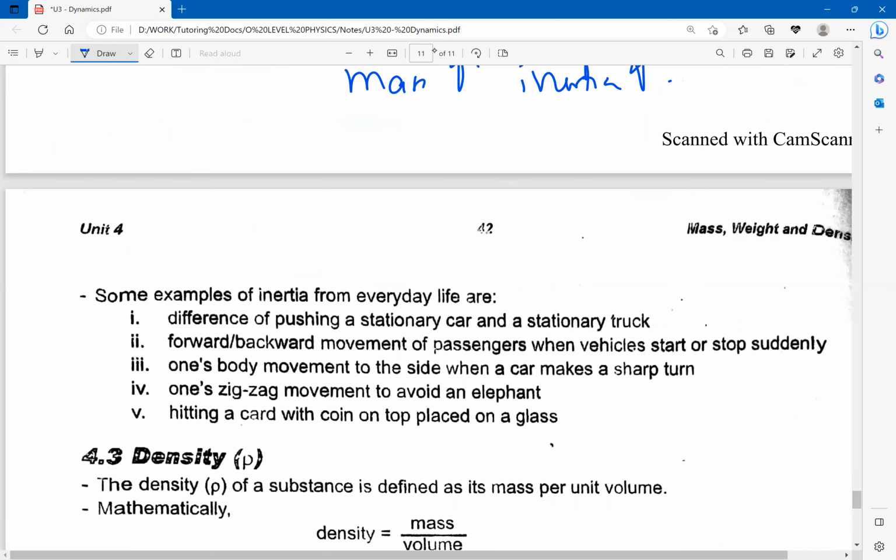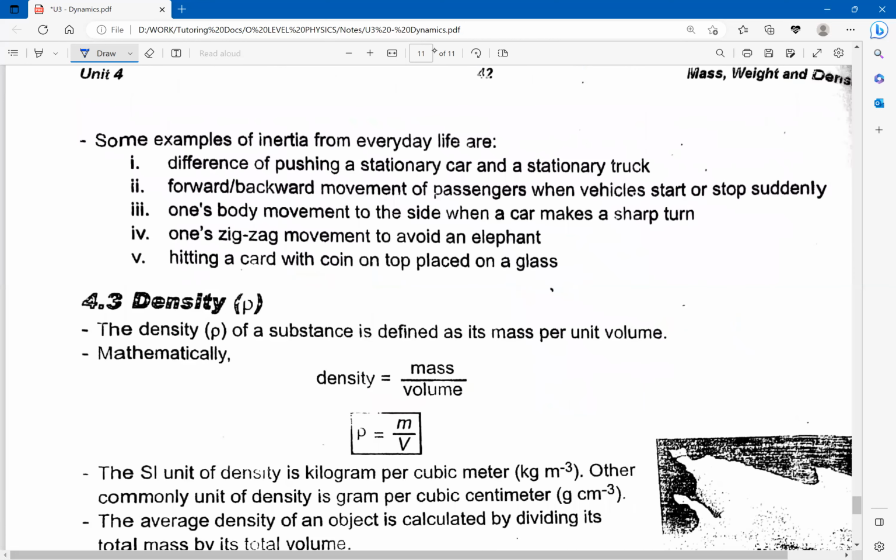Some examples of inertia in everyday life are the difference of pushing a stationary car and a stationary truck. Assume you're trying to push a small car. It's going to be pushed easily. Then try to push a truck. You cannot, because it has more inertia. Other examples: forward and backward movement of passengers when vehicles start or stop suddenly, one's body movement to the side when a car makes a sharp turn, one's zigzag movement to avoid an elephant, and hitting a card with a coin on top placed on a glass.